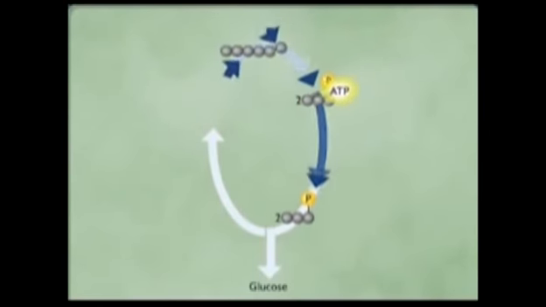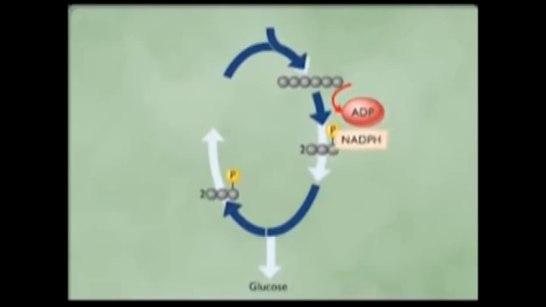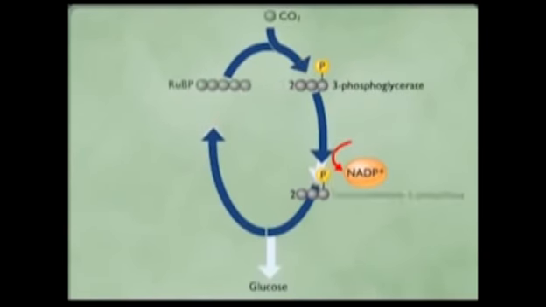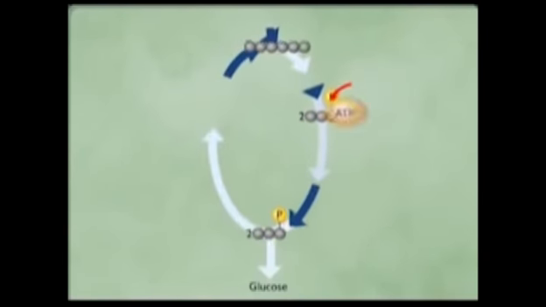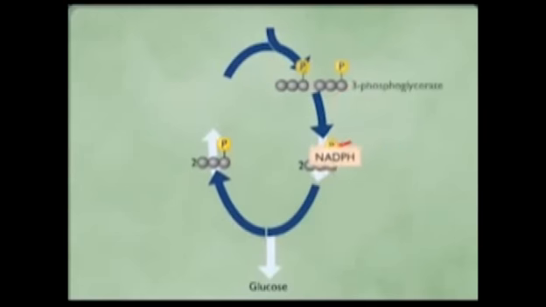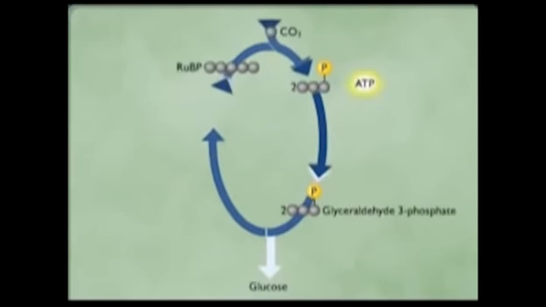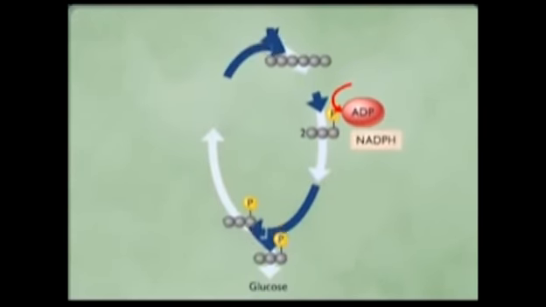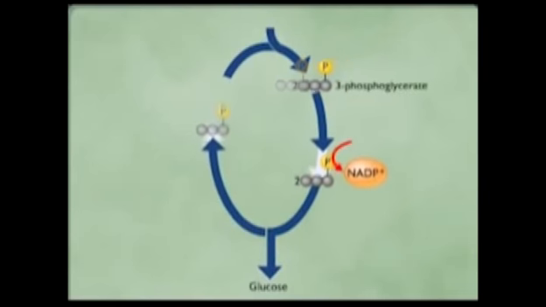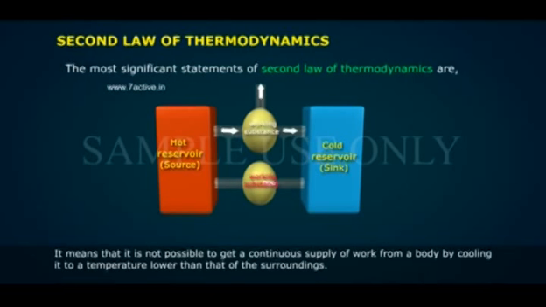When 2 of the 3 carbon sugars produced by the Calvin cycle come together, they can combine to form a glucose molecule. Glucose may be broken down to fuel cellular respiration or stored as starch for later use. The carbon atoms from glucose can also be used to build other types of biological molecules. In any cyclic process, the entropy will either increase or remain the same.